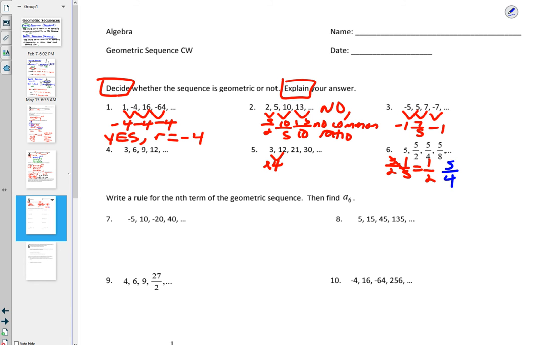5 over 4 divided by 5 over 2, which is times the reciprocal, is 2 over 4. 2 over 4 is 1 over 2. 5 over 8 divided by 5 over 4 is the same thing as saying times 4 over 5. The 5's cancel out. 4 over 8. So, yes, this is geometric. What's the common ratio here? 1/2. Every new term is half the term before it.